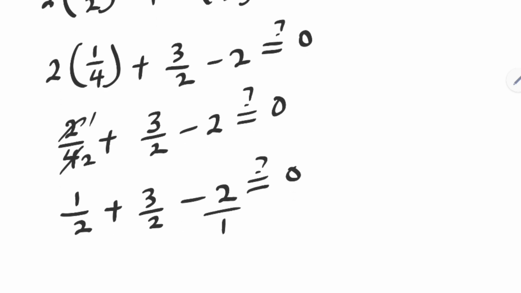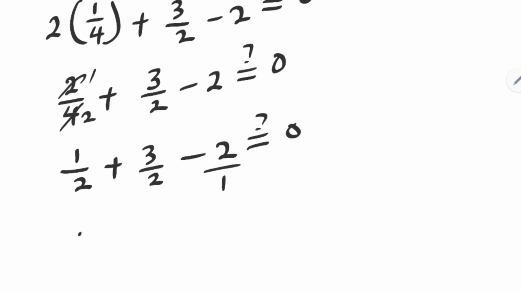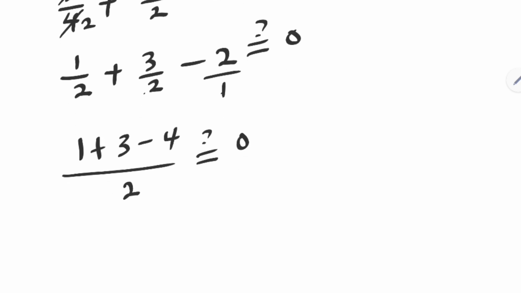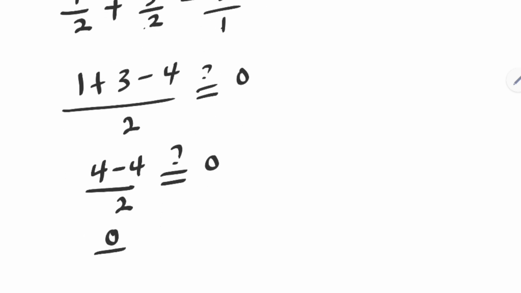This is like over 1. The LCM is 2. Then we have 1 plus 3 minus 2 times 2, that is 4, divided by 2 must be equal to 0. Then 1 plus 3 is 4. 4 minus 4 divided by 2 must be equal to 0. 4 minus 4 is 0, divided by 2 must be equal to 0. And of course, 0 divided by 2 is 0, is equal to 0, which is true.